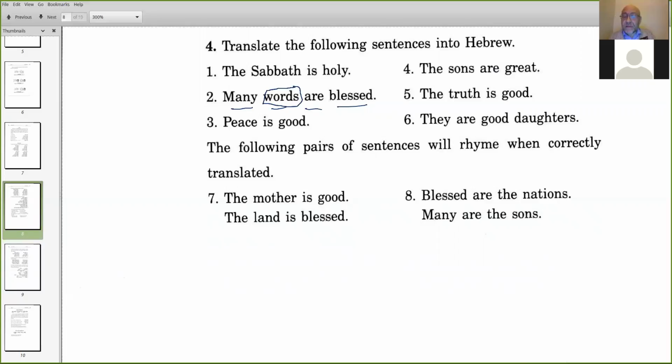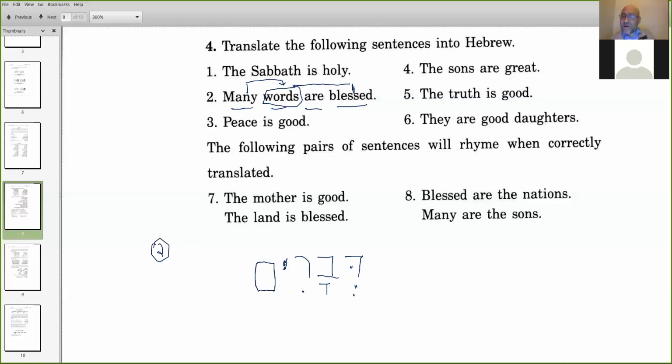Okay? So we know that there's two things that have to match here. We have to match this, and we have to match this to this. Okay, this is the noun. So let's see what we can do here. Two, many words are blessed. So we know that the word for word in Hebrew is davar, so we're going to put devarim, right? Okay. A vet, a resh, hirik, yod, mem, sofit.